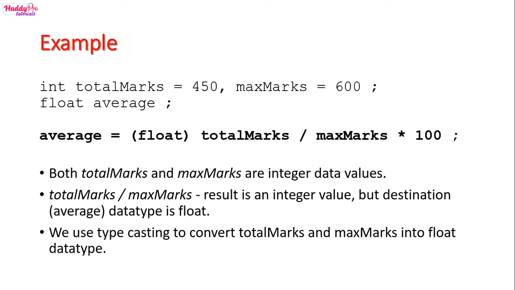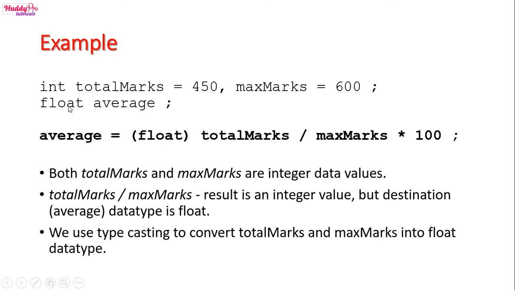Let's look at this example. You have this simple program. Now in this example of code, both total marks and max marks are integer data values. You're seeing total marks assigned 450 and declared as an integer variable, and you have another integer variable on the same line that we are declaring called the max marks, and still initialized with an integer value of 600. So both max marks and total marks are integer variables, whereas the average is a float variable.